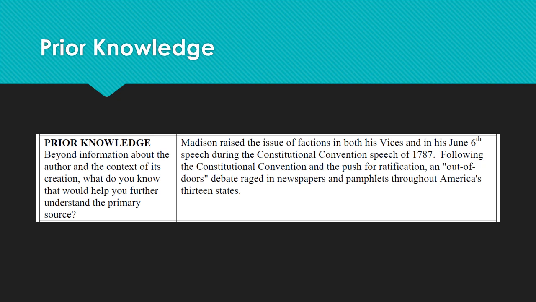Your next step is to activate your own prior knowledge. Based on the author and the time and the place of the source, what additional knowledge can you trigger from this document? For example, a political cartoon might have drawings of an elephant and a donkey. Can you determine what those symbols represent using your prior knowledge?